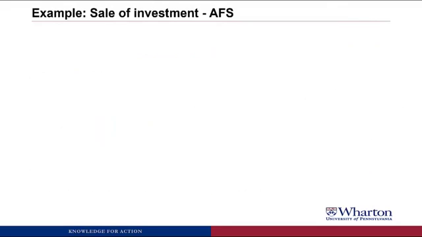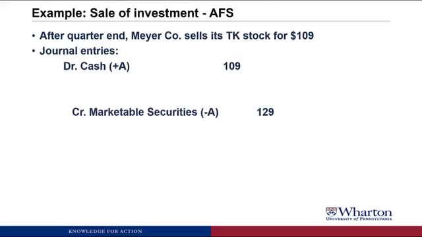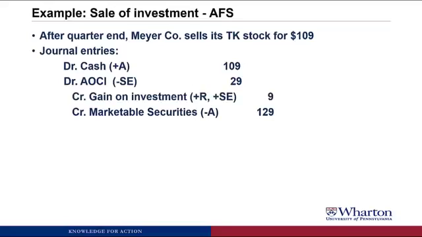So now let's go ahead and sell this investment and see how it works under the available for sale method. So quarter end, Meyer Company sells its TK stock for 109. So the journal entry is they get $109 of cash, so we debit cash for 109. We take the marketable securities off the balance sheet at 129, which is where they were at the last balance sheet date. We had stored up 29 of unrealized gains into AOCI. We debit AOCI to remove those gains, which is something we looked at earlier in the course. And then to get this to balance, we need a gain on investment of 9.